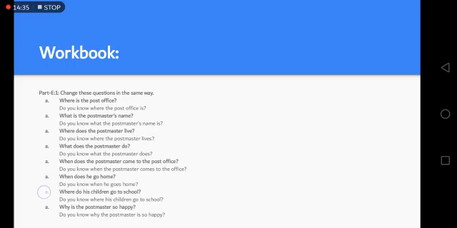Next is, when does he go home? In indirect form, we have to change this like, do you know when he goes home? Okay, next is, where do his children go to school? In indirect form, you have to change it like this. Do you know where his children go to school? Last one is in direct form. Why is the postmaster so happy? So, in indirect form, do you know why the postmaster is so happy?